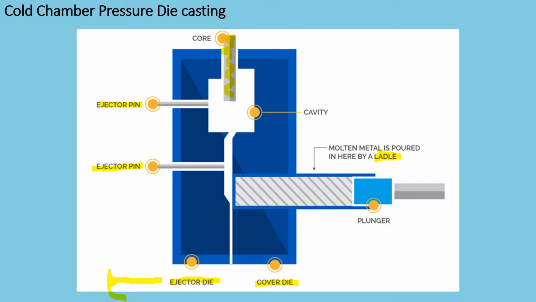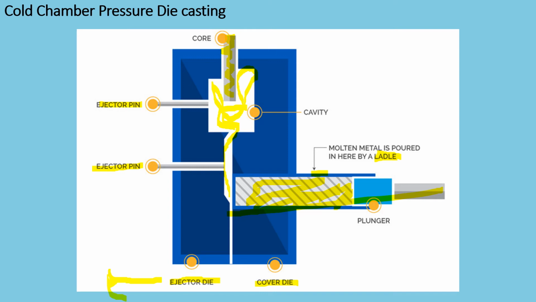But the molten metal is then poured into the chamber, so it fills up this chamber here. And then when it is filled to the correct capacity, the plunger will then plunge forward at high velocity, forcing the molten metal to fill the empty cavity within the die.